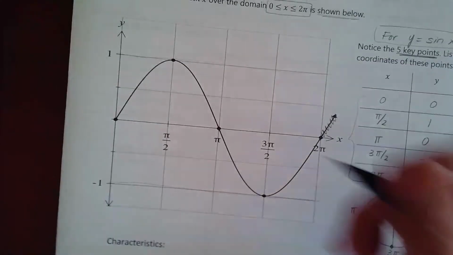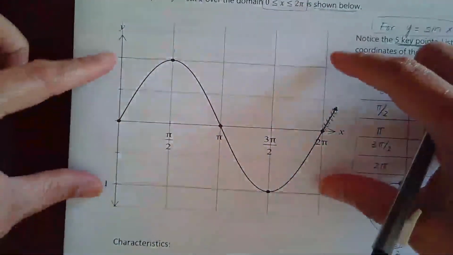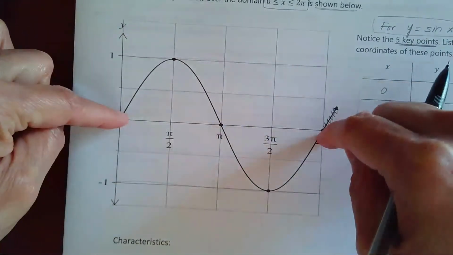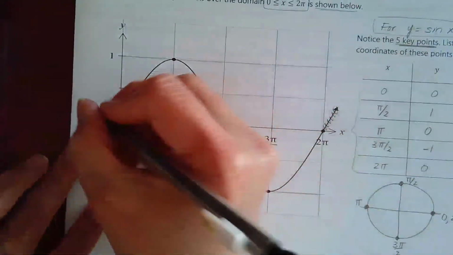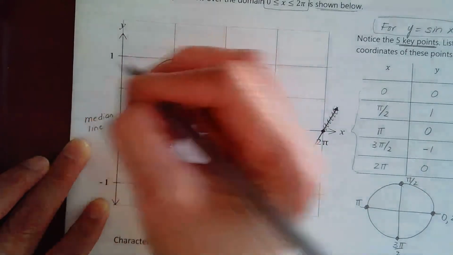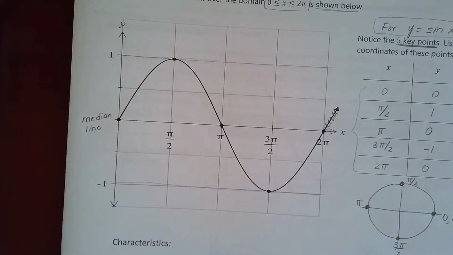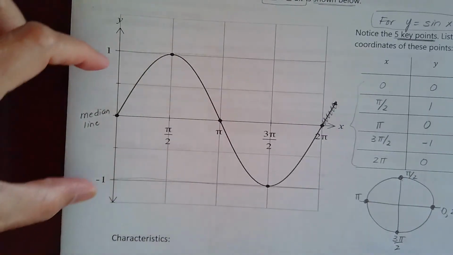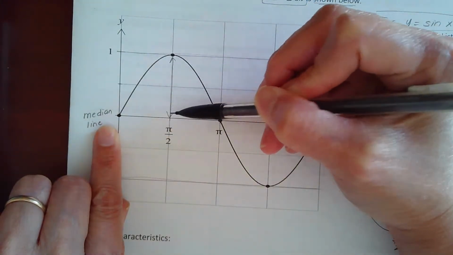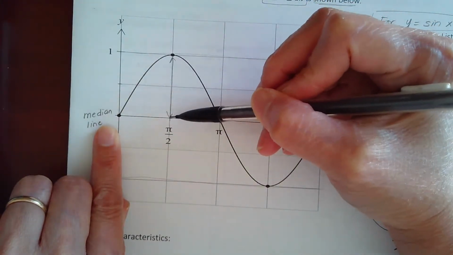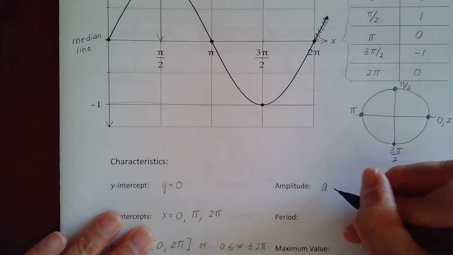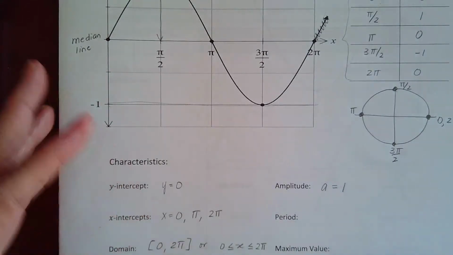Amplitude. Amplitude is from the median line. So where's the middle? If this is the graph, maximum, minimum, the middle is right in between. This is the middle line, the median line, or midline. So the amplitude is how far it is from here to there, right? From the median line to the maximum, amplitude is 1. So I'll just put A is equal to 1.